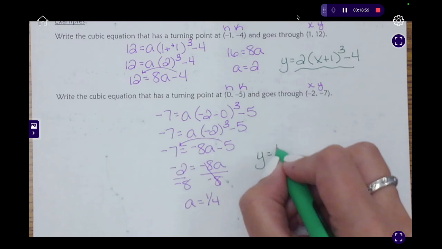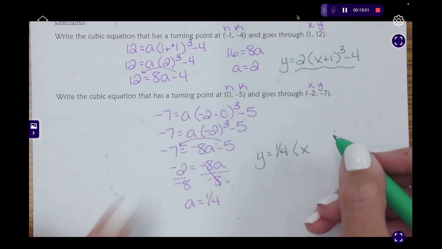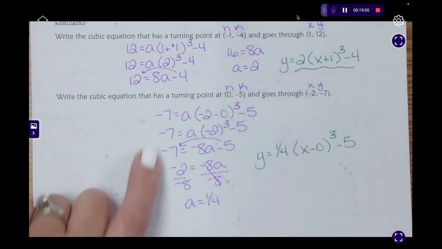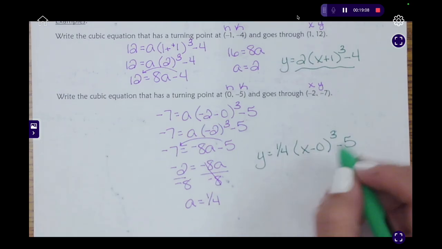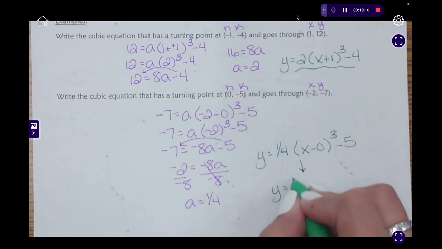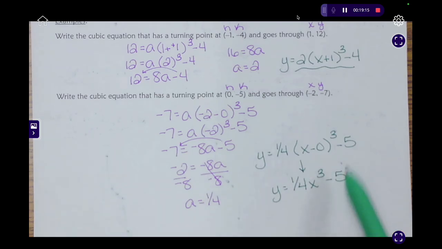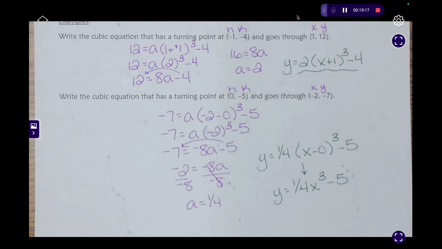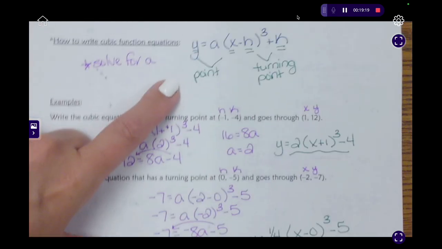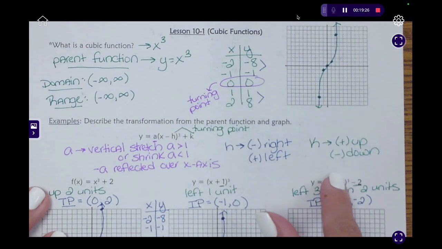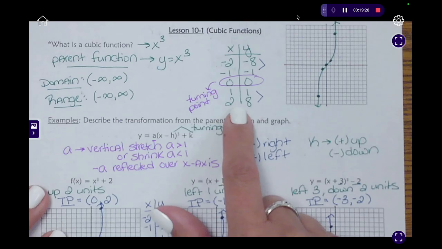So it would be y equals the 1/4, and then x minus your h value, cubed, and then that -5. So this is an option. Realize x minus 0 would just cancel out, so you're just left with an x cubed. So these two equations would be the same thing. Okay, so writing equations, you're just plugging everything that you know into this set formula. You're solving for a. Make sure we understand how to use these transformations. Remember, this is the important table for cubic functions, and everything is going to be based off of that table.